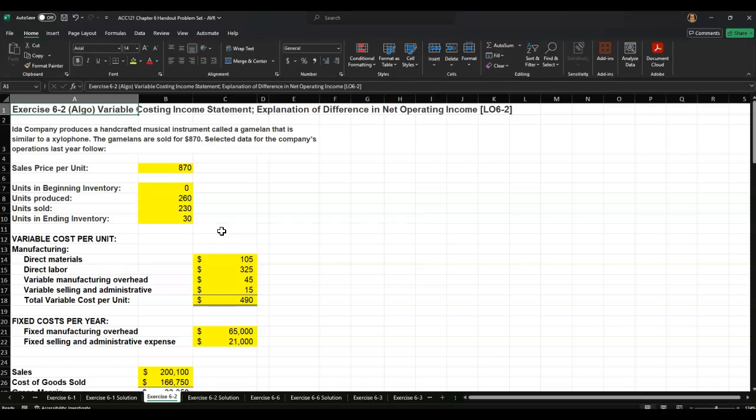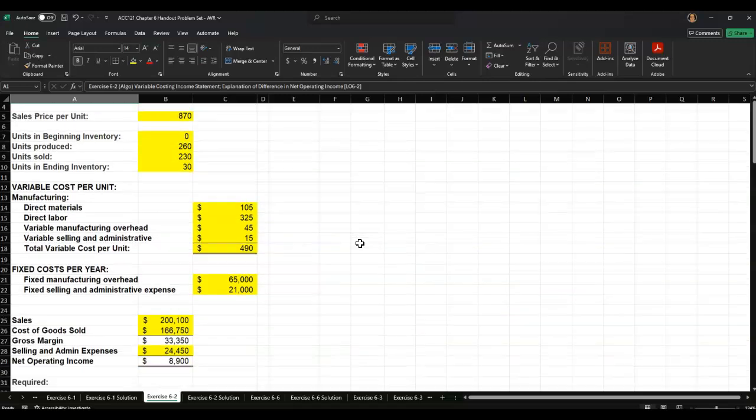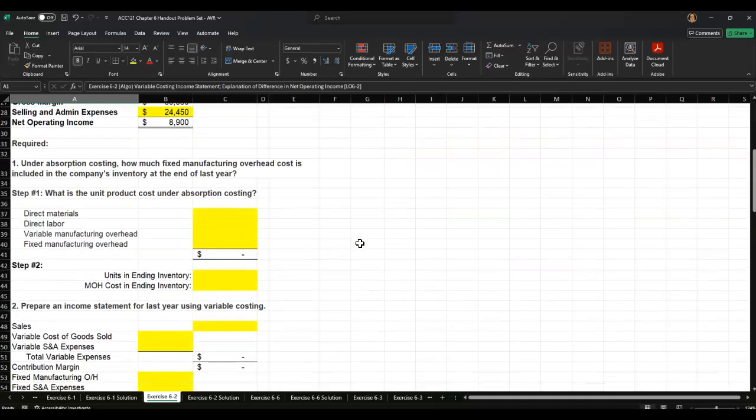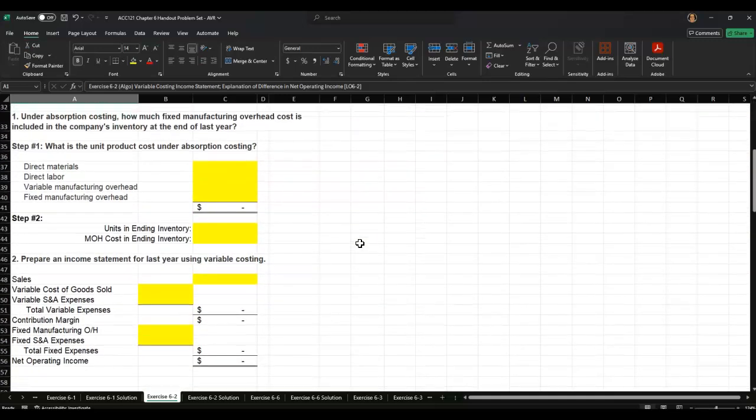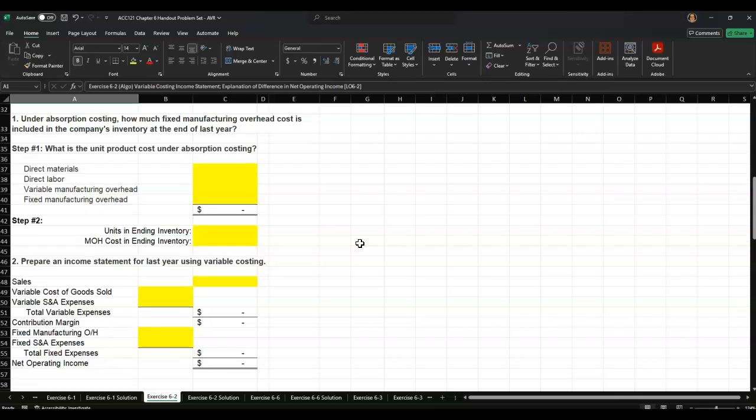Okay. Now in this one, let's see, this is the same one. They ask you for a little bit more information. So it says, what is the unit product cost under absorption costing? And then they also want to know how much fixed manufacturing overhead cost is included in the company's inventory at the end of last year.